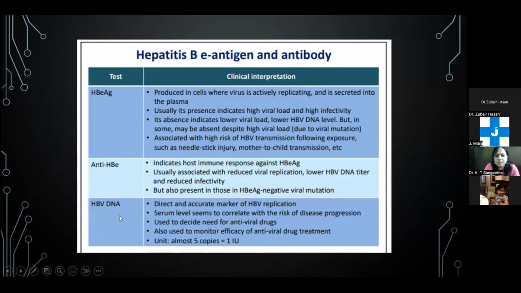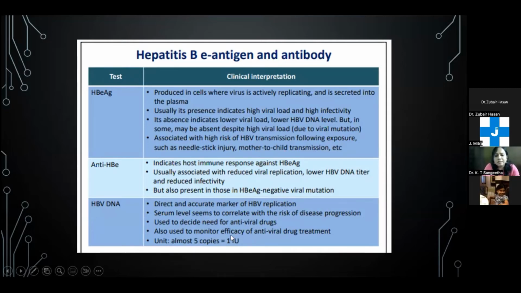Now coming to HBV DNA, it's a direct and accurate marker of HBV replication. The serum level seems to correlate with the risk of disease progression. It is used to decide the need for antiviral drugs, and also to monitor the efficacy of the antiviral drug treatment.